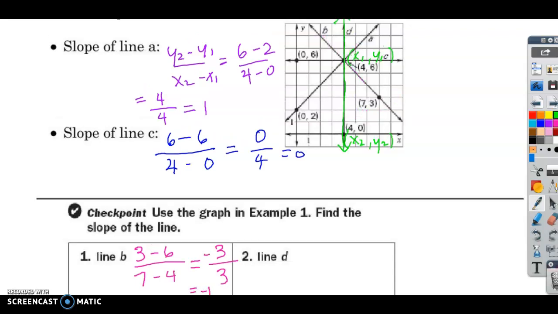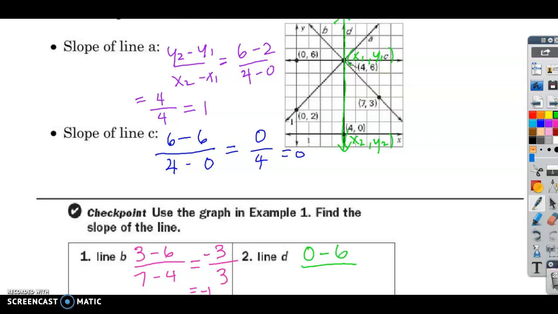Excellent. Moving on to line D in the green. We already know it's vertical, right? So we already know that the slope should be undefined. That means we should get a 0 in our denominator, because every single x coordinate, no matter what point you pick on this line, is going to be the same. So let's do y2 minus y1 over x2 minus x1.